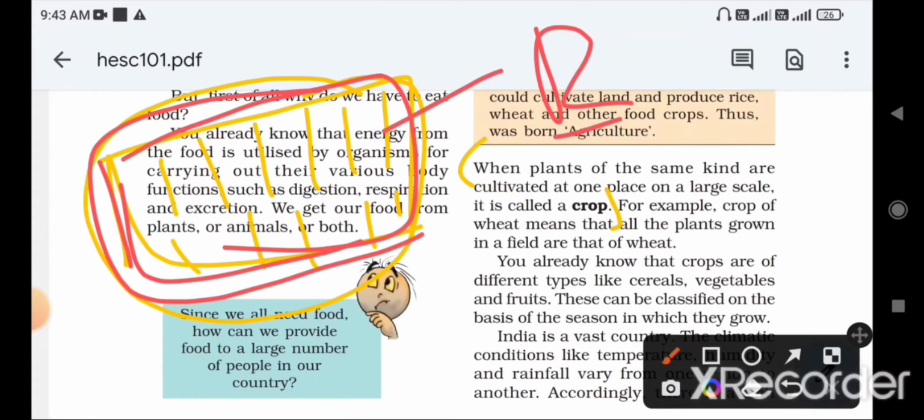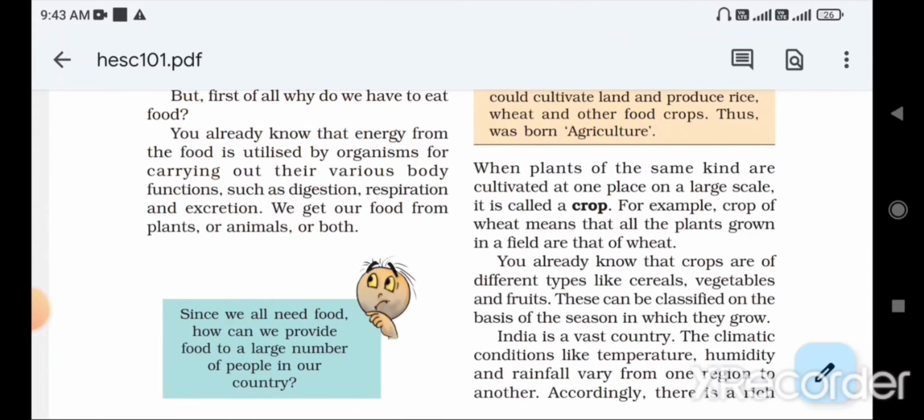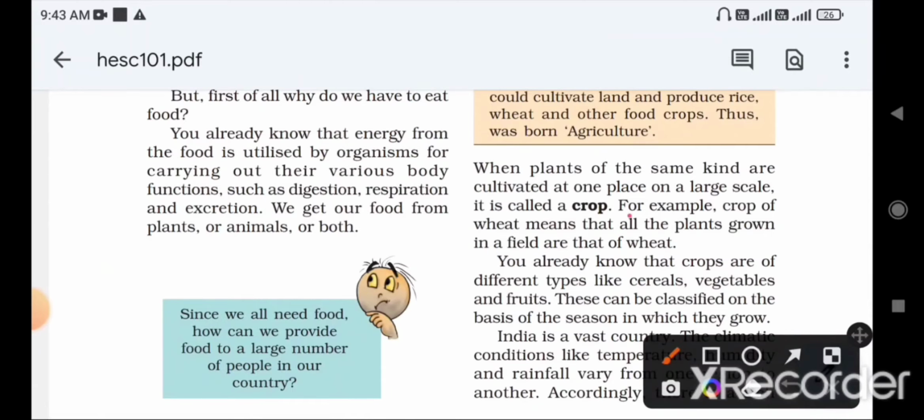Here all are rice only. In a larger area, only one type of plant is grown, and that is called a crop. The plant may not be only rice; it may be rice, wheat, mustard, or different types of vegetables. In a particular field, when a plant is grown on a larger scale, it is called a crop. This is the simple definition. For example, a crop of wheat means that all plants grown in a field are wheat. The same example we took as rice, they have given as wheat.